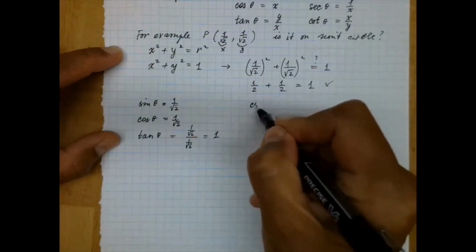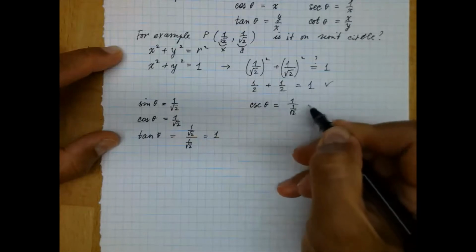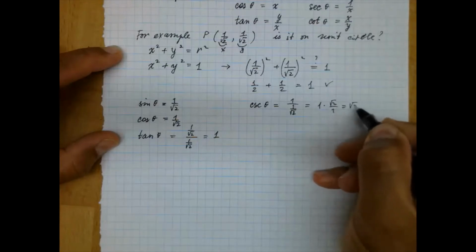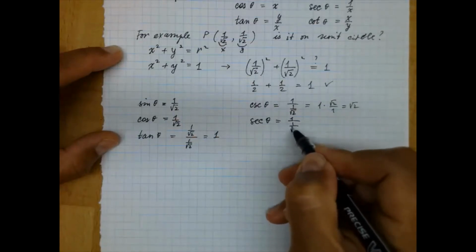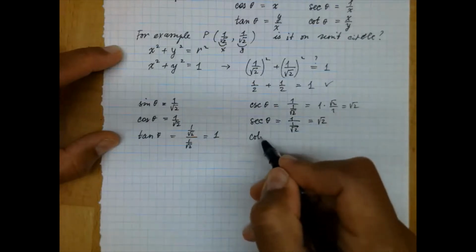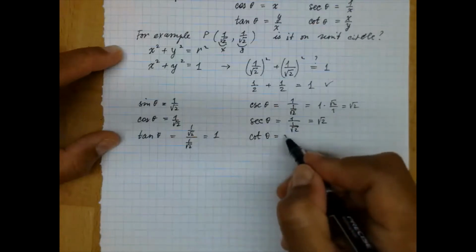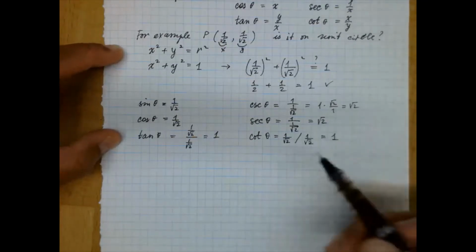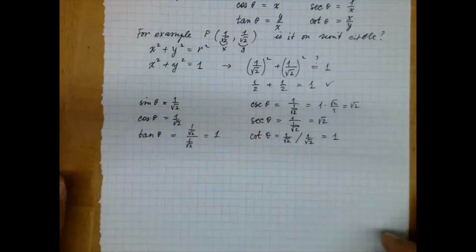Now cosecant of theta is going to be 1 over y. Everyone remembers that division by the fraction is multiplication by reciprocal, which is going to give us square root of 2. We're going to have same result for secant just because 1 over x is going to give us same square root of 2. And for cotangent, we are going to divide the same 1 over square root of 2 over 1 over square root of 2, which is going to give us 1 again. Why does it happen? Because x and y here are same, but it's not always going to be the case.